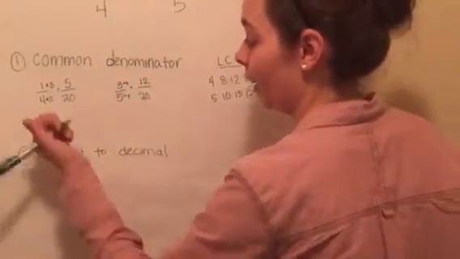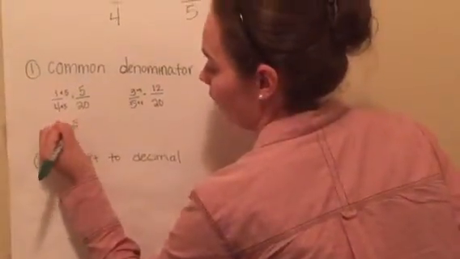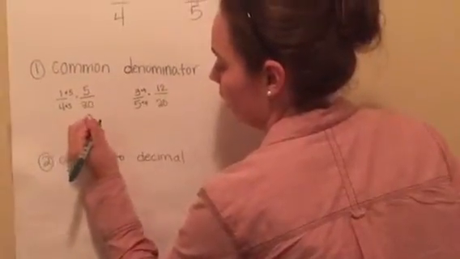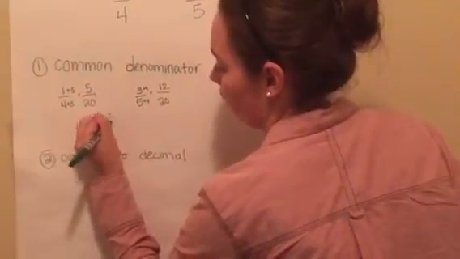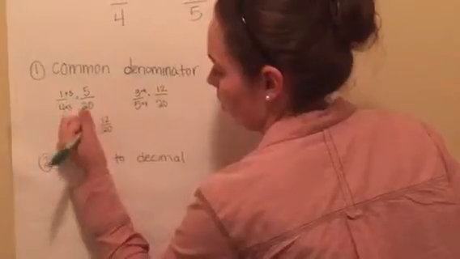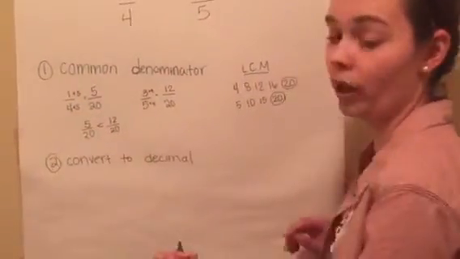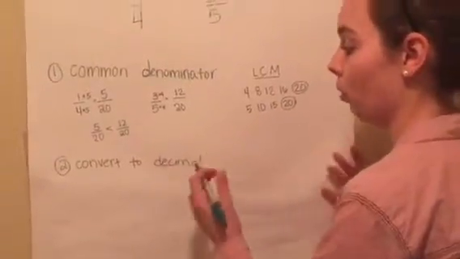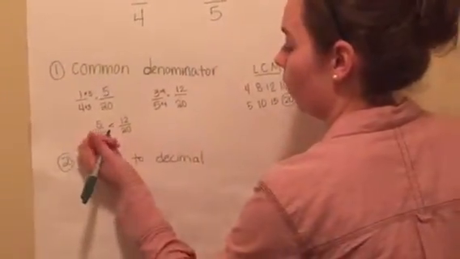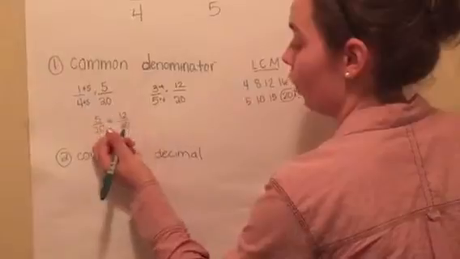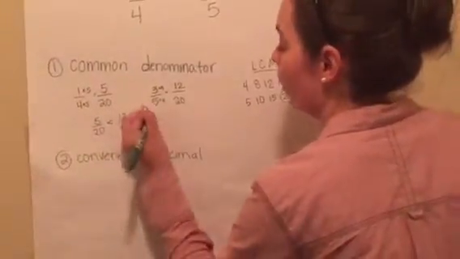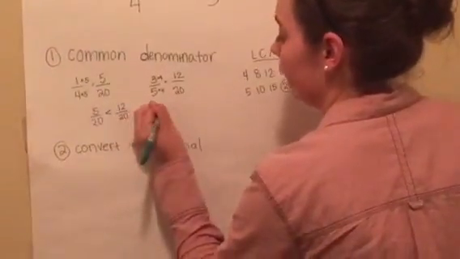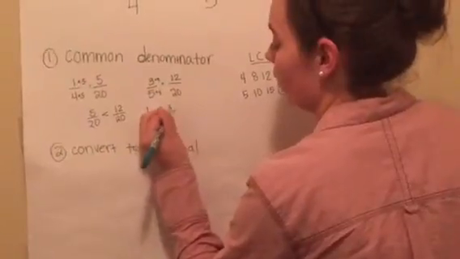Now when we compare these, we see that 5/20 is less than 12/20, because 12/20 is the bigger part, is the closest to the whole. So we have 5/20 is less than 12/20, which also means that 1/4 is less than 3/5.